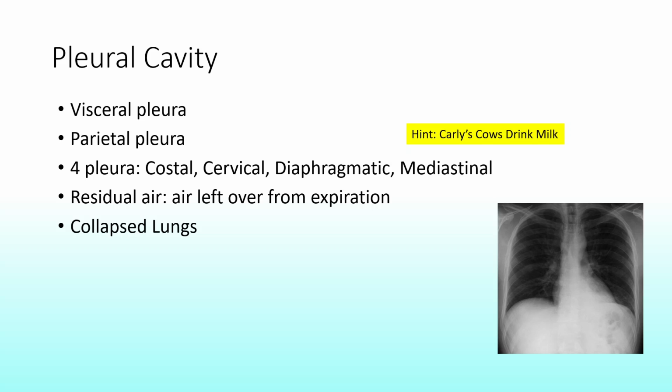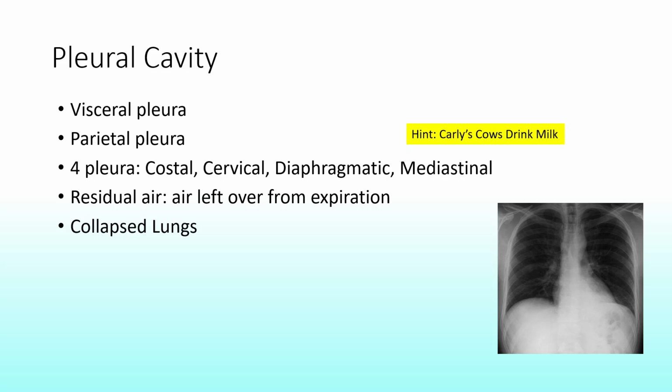Costal means inside of the rib cage. Cervical is located by the neck. Diaphragmatic is located at the bottom, on the diaphragm. Mediastinal faces the mediastinum. Again, a mnemonic that I like to remember is Carly's cows drink milk. Now, whenever our lungs fill with air, our pleural cavity also expands.